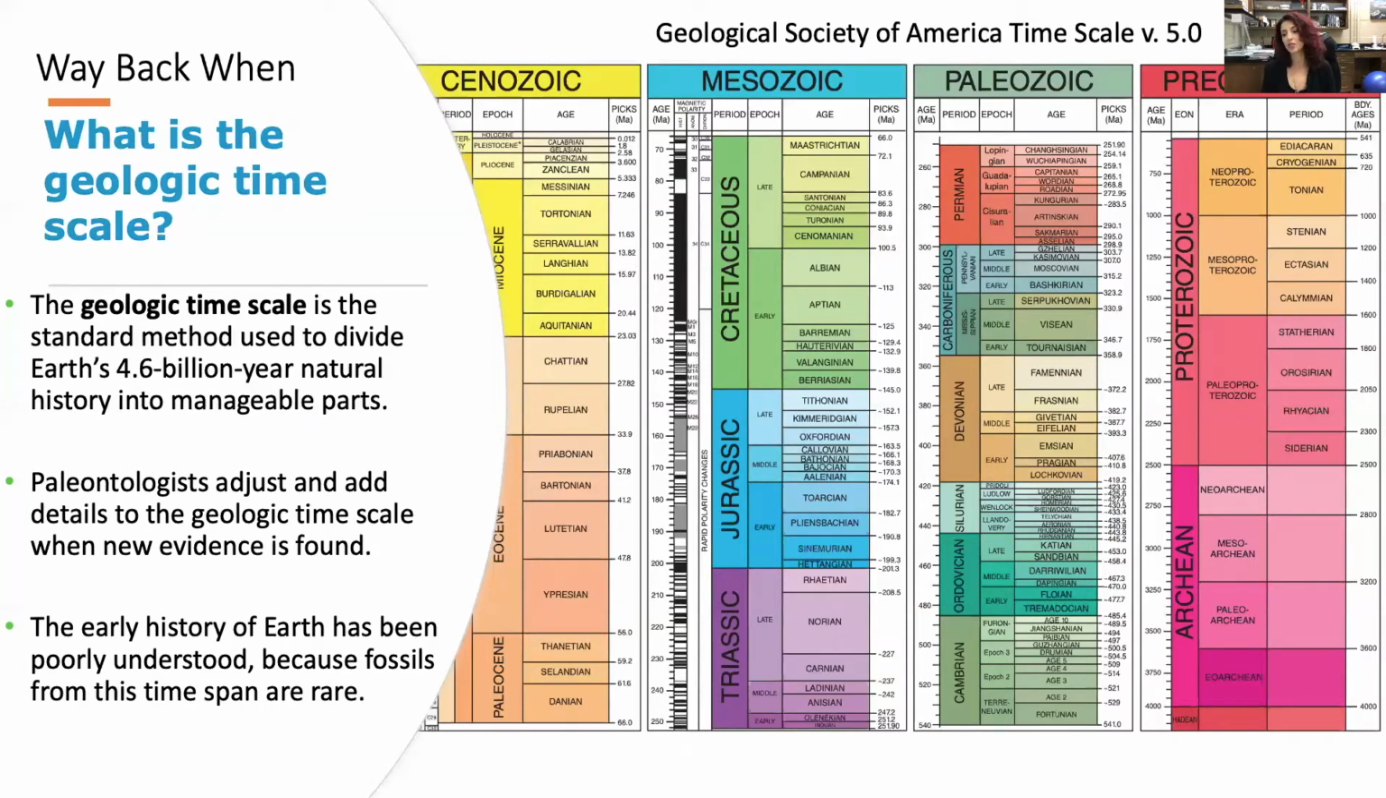And the early history of Earth has been largely poorly understood compared to the rest of history, mainly because rocks and fossils of this time span are rare. And that's because of plate tectonics. We're constantly recycling the Earth's crust and the rocks that are around us. And so there are very few rocks that exist on our planet that date back to the Archean eon here, which represents the oldest period of Earth's history.